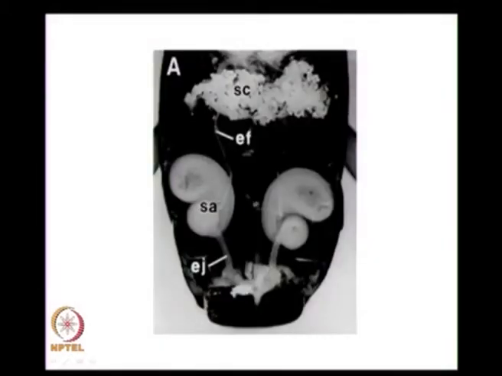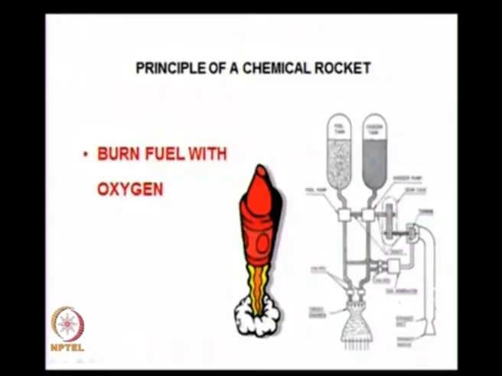Let's see the principle again. Here I show the two stomachs, in one hydrogen peroxide, in the other hydroquinone. They are secreted here. This has a lining of mucus which acts as a catalyst. It promotes the reaction, and whenever it wants to move, it just squirts it out. Something very similar to what we call a liquid propellant rocket. What does a liquid propellant rocket do?